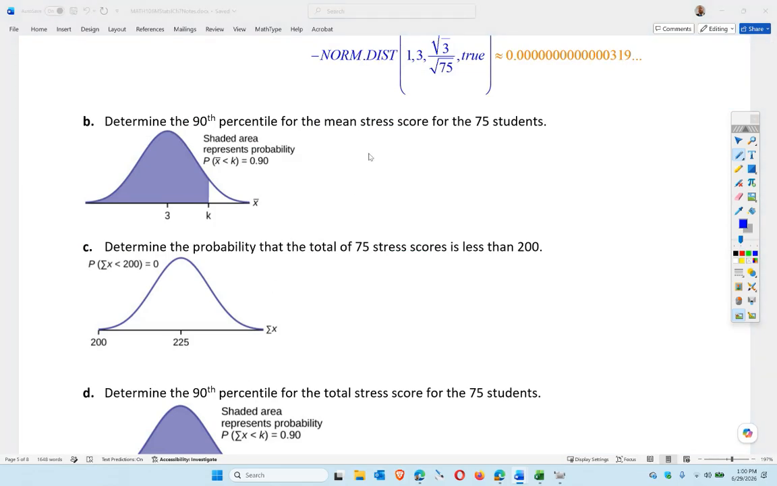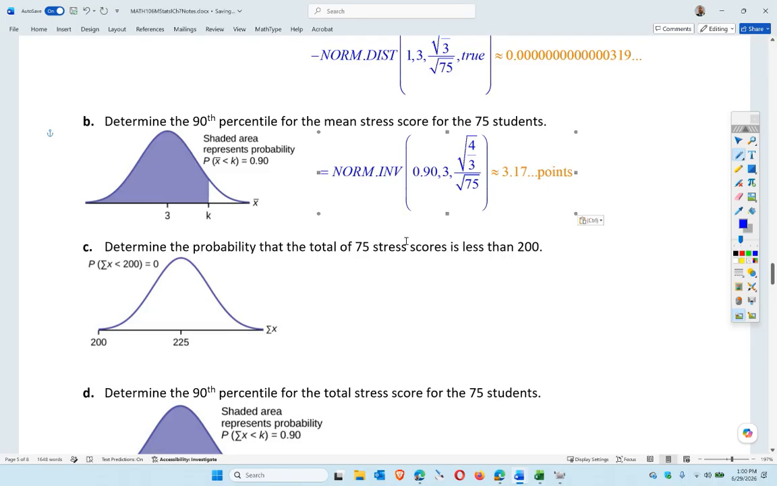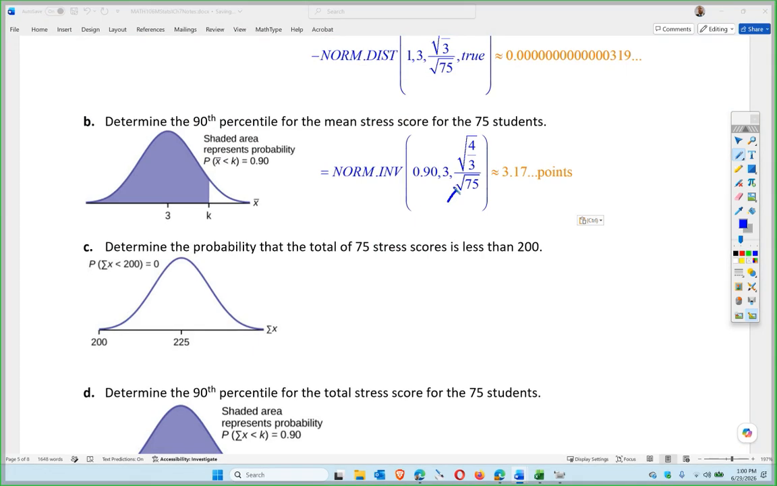Okay, so if I take 75 students and I average them up, what do I get? Notice when I do this, I'm putting the square root symbol here for you, but in the actual spreadsheet, I have to use the word command to get the square root. Okay, so the next one says the total. So I take 75 students and I add them up. So it's not the mean of the sample now, it's the total, right?